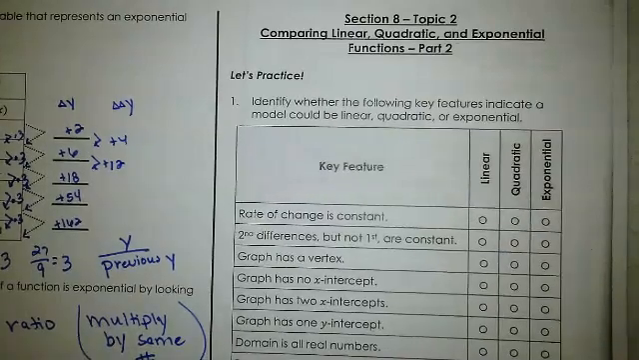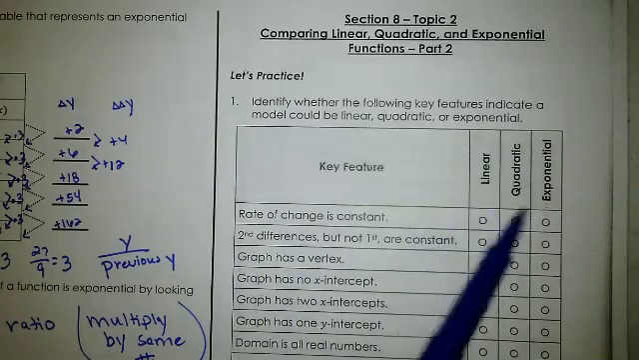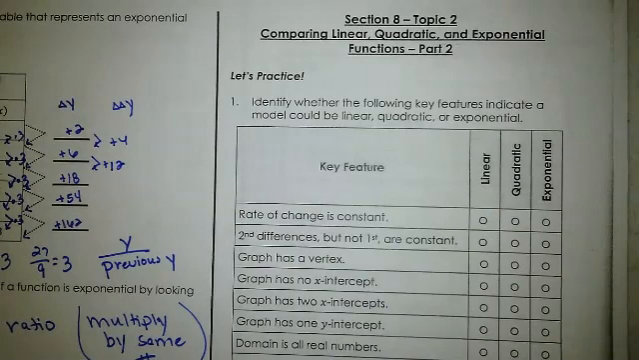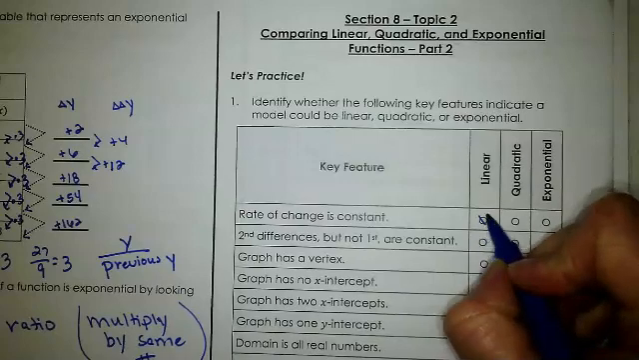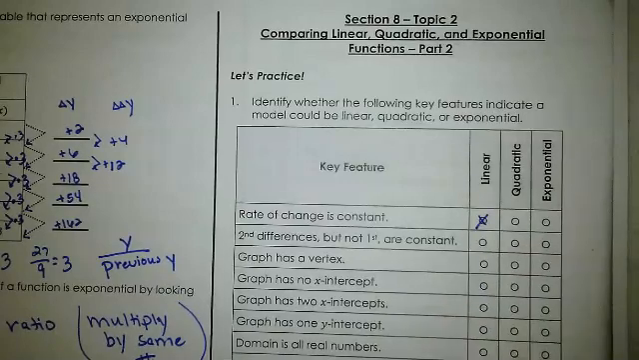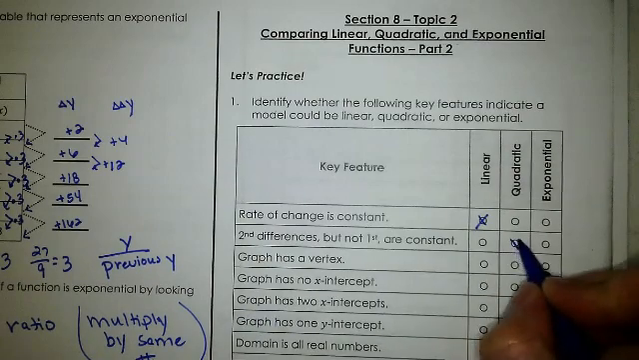Okay, now that we've gone through and looked at some of the major differences between linears, quadratics, and exponentials, let's review them. So which type of function has a constant rate of change? That would be a linear. Which type of function is the second difference, but not the first, is constant? So the change of the change is constant. That's a quadratic.